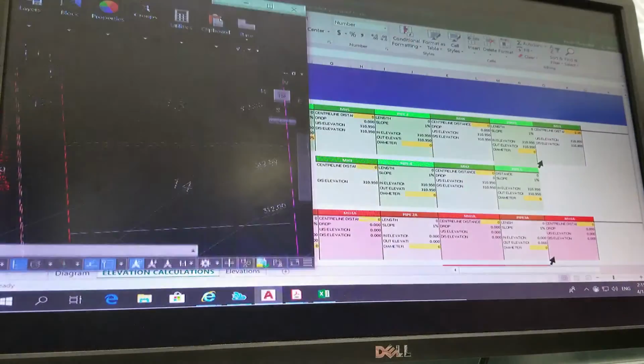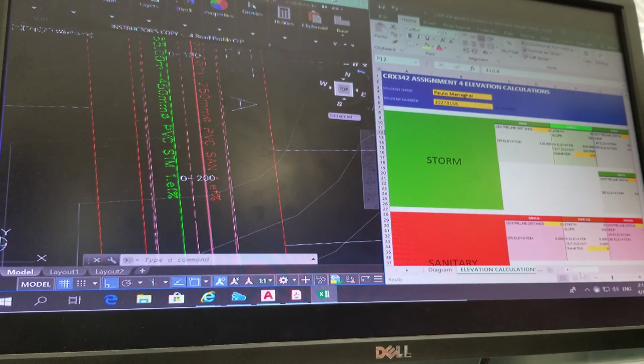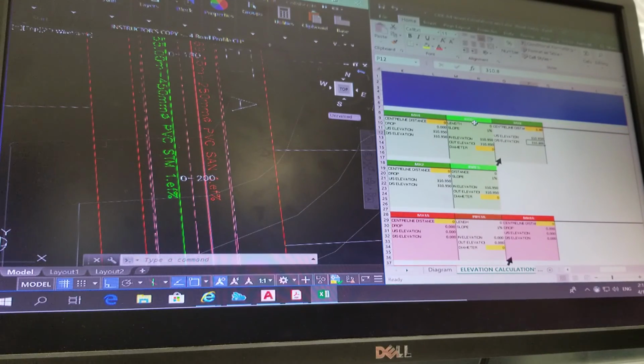So look what I'm going to do here. Let me divide this in two screens. I'm going to come here, this is my pipe 3. What is the length of my pipe 3 in my drawing? 65. Your ones might be different, depending on where you place your manhole. So make sure that you get the distance of the pipe that you have in there, okay?